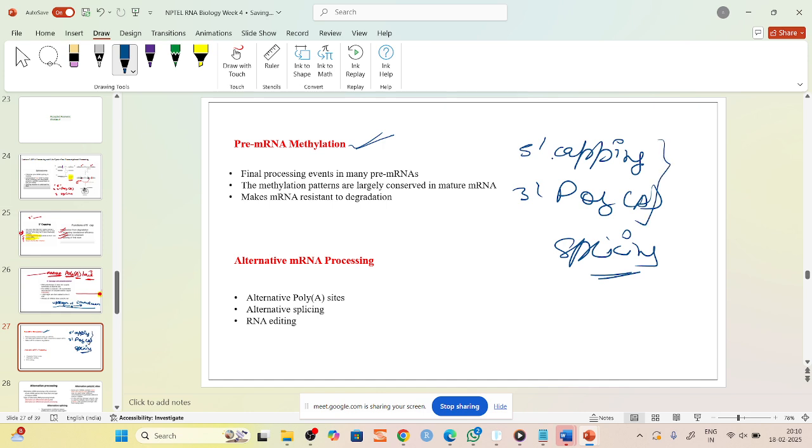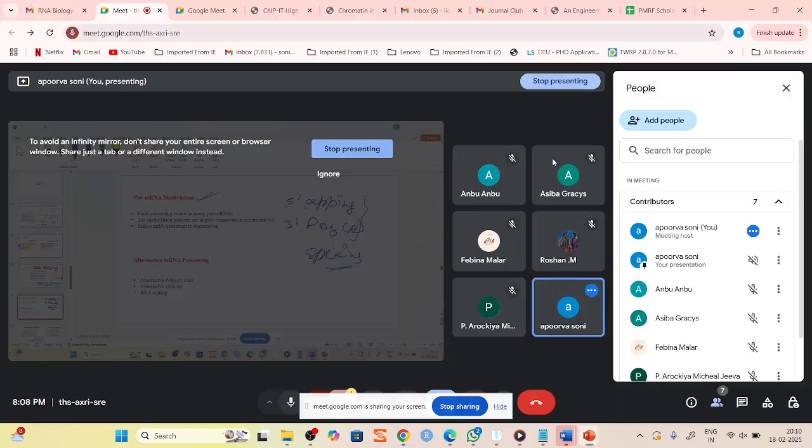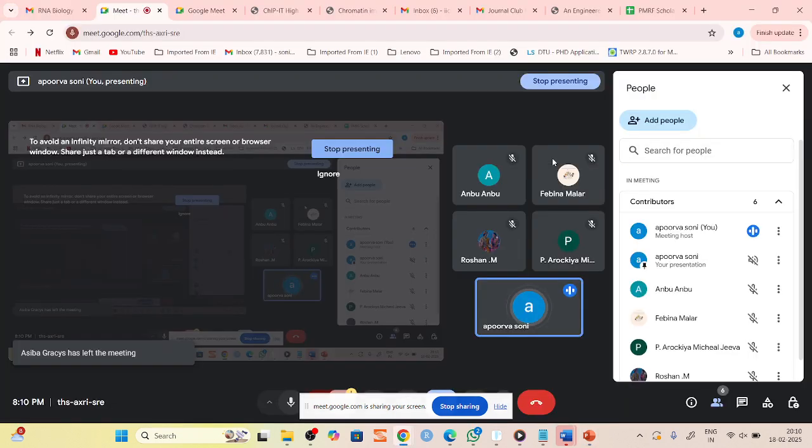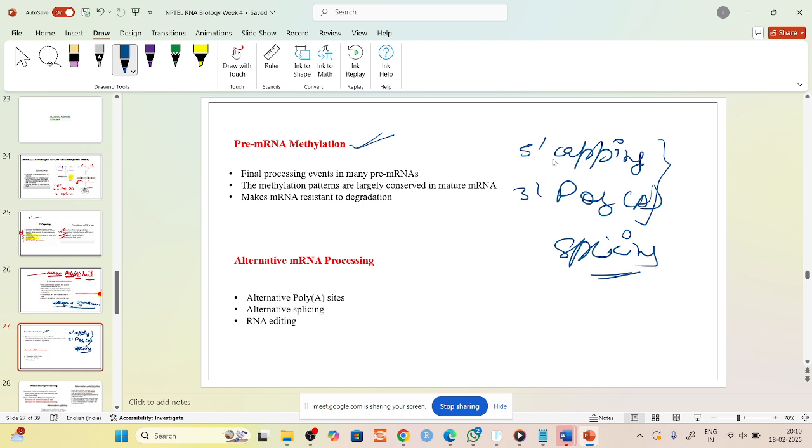What is methylation? It is among the final processing events in many pre-mRNAs. The methylation patterns are largely conserved in mature mRNAs, and it makes the mRNA resistant to degradation. So basically, before this mRNA goes out of the nucleus, this modification, methylation, happens, and it makes the mRNA resistant to degradation by several nuclease activities. Now, this is what we have covered. Another very important topic here is alternative splicing.